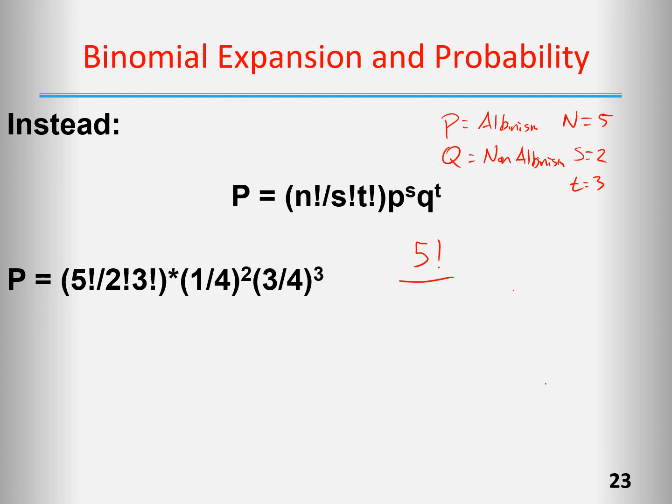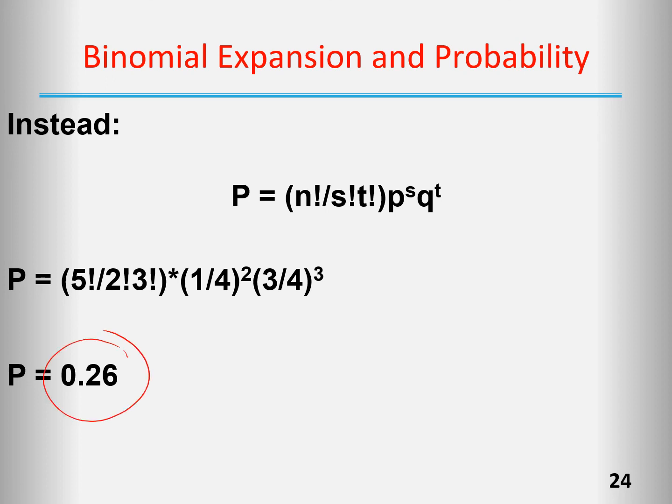So S factorial is 2 factorial. T factorial is 3 factorial. And I multiply the probability of albinism in our previous example, 1/4, raised to 2, multiplied by 3/4 raised to the 3rd. If you calculate that out, your answer is about 1/4, 0.26. So the probability of having 5 children, 2 with albinism, is relatively high. And that's because there are multiple ways in which you can meet that criteria.